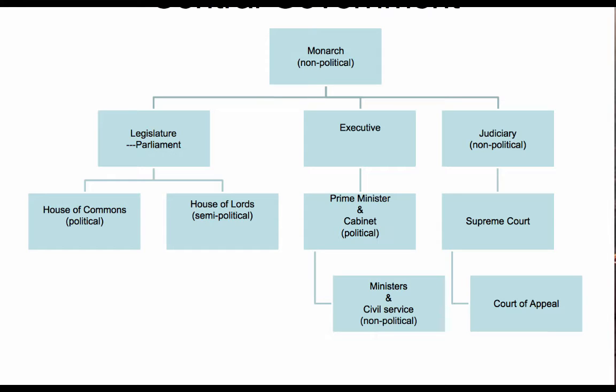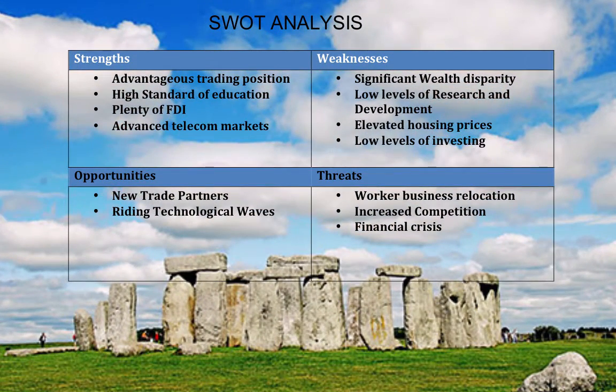Finally, we're going to talk about the strengths, weaknesses, opportunities, and threats that the United Kingdom may face. There are a number of strengths ranging from having an advantageous trading position to foreign direct investments. The UK is the number 2 destination for investments coming from emerging markets after the US. Some of the weaknesses are its low levels of research and development compared to the US and other parts of Europe, and also its elevated housing prices.